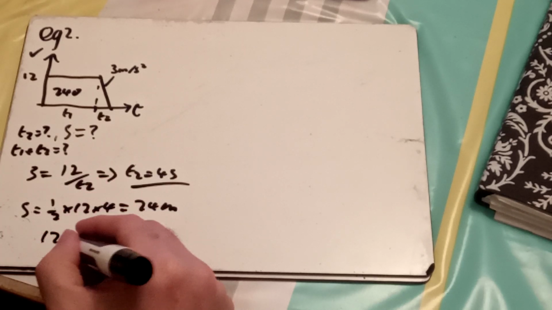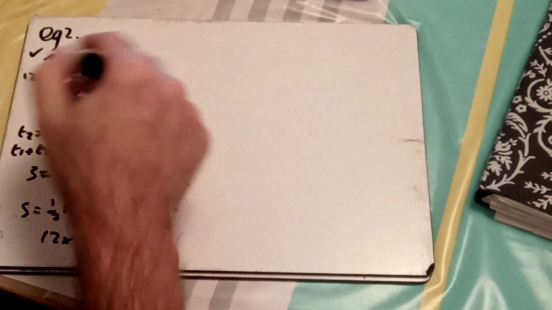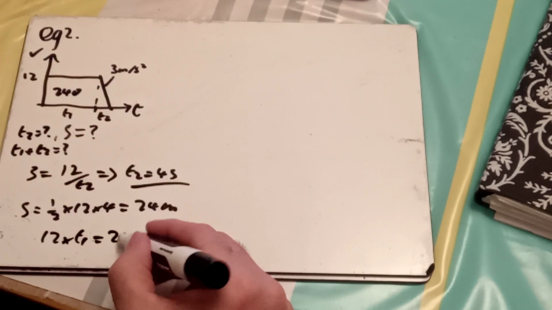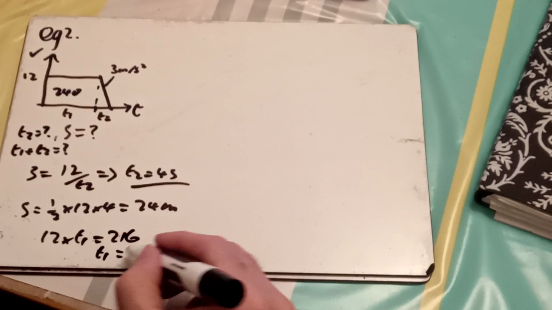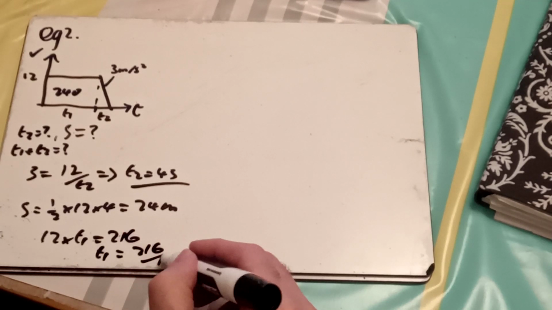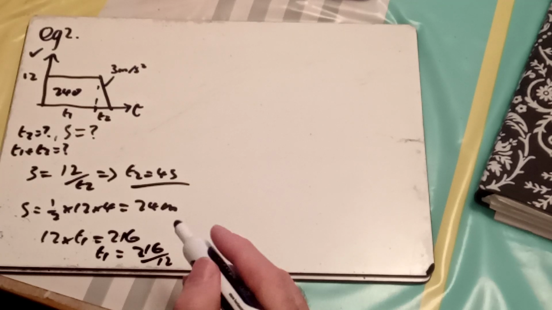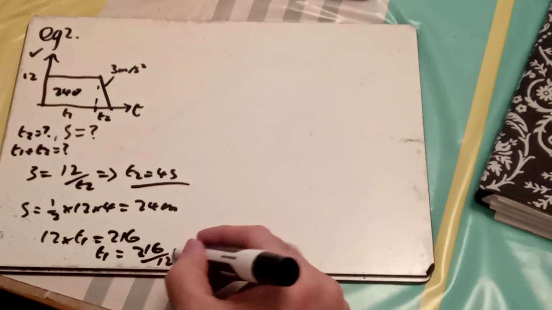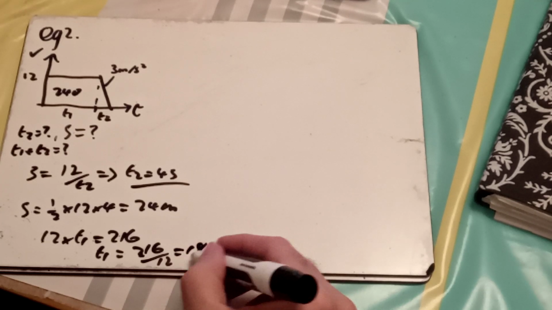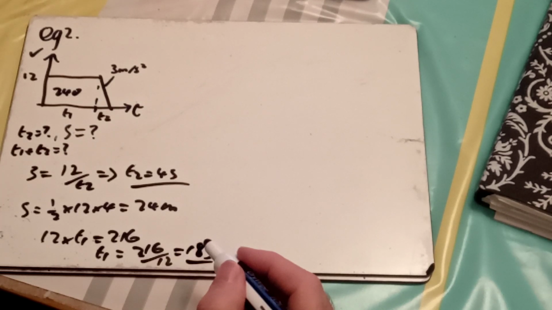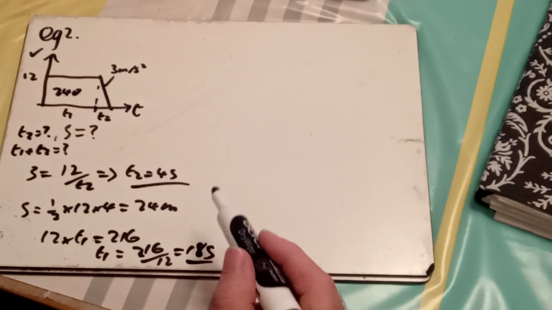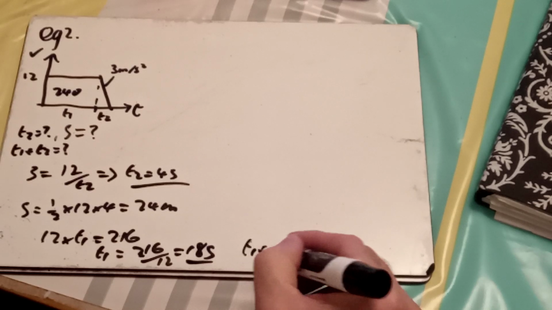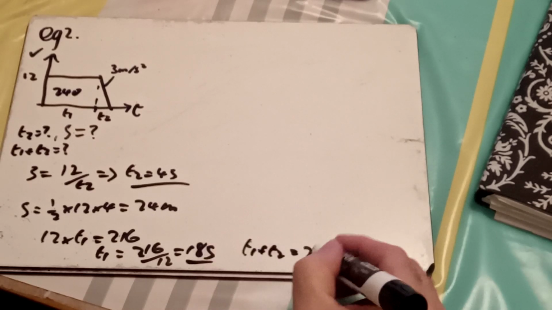So now that 12 times T1, area of the rectangle, the total is 240. I'll take that off the 240, it's 216 metres. So T1 is whatever 216 divided by 12 is. I think it's 18, but I'll just check. 240, yeah, it's 20 minus 2, which is 18 seconds. So the total time then, because it wants the least time you want to get from A to C, T1 add T2, is simply 18 add 4, 22 seconds.